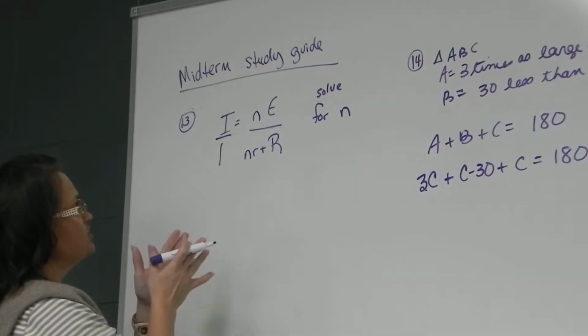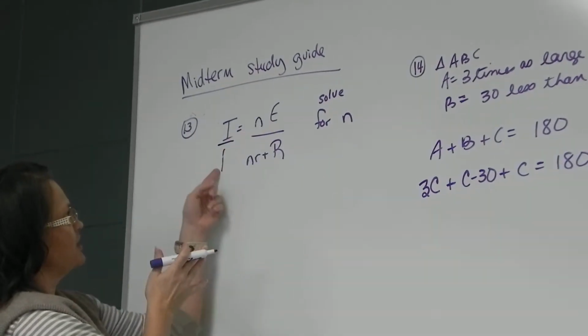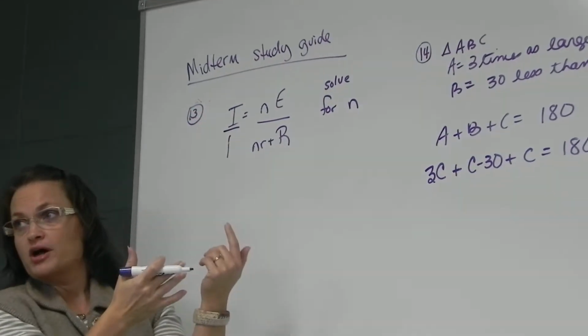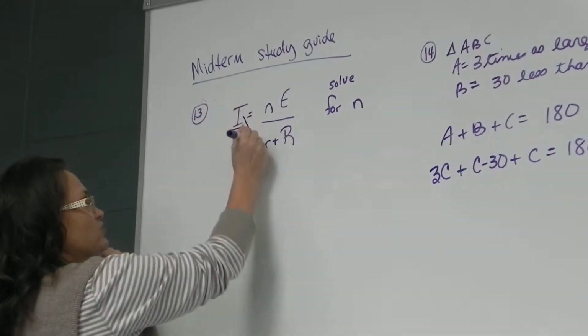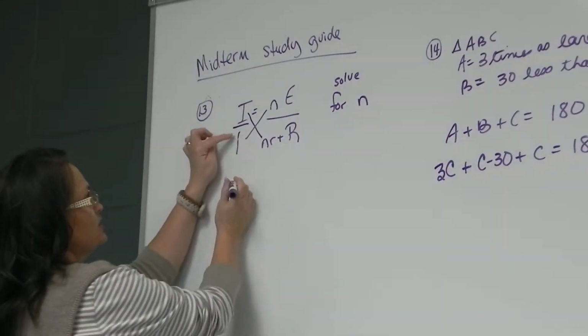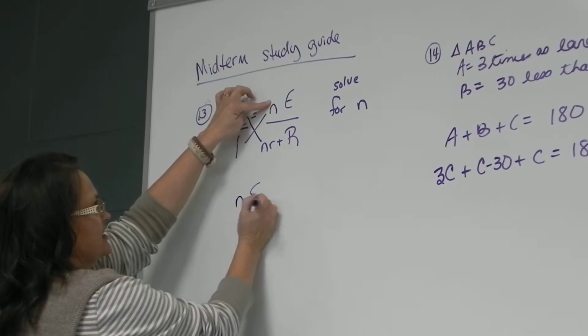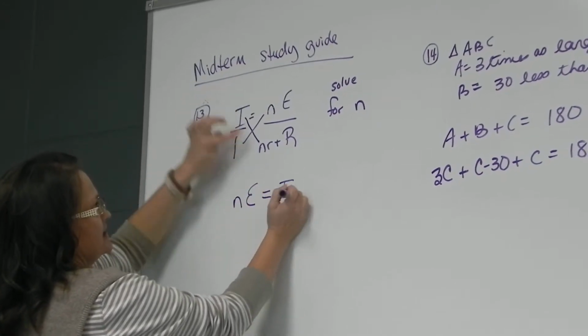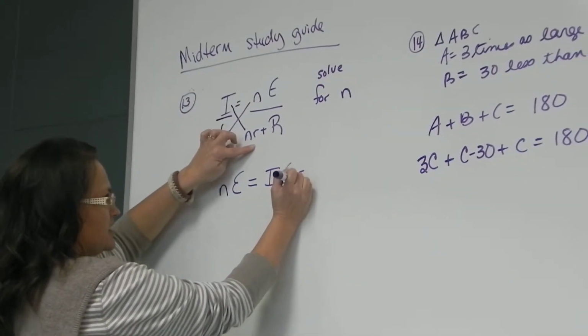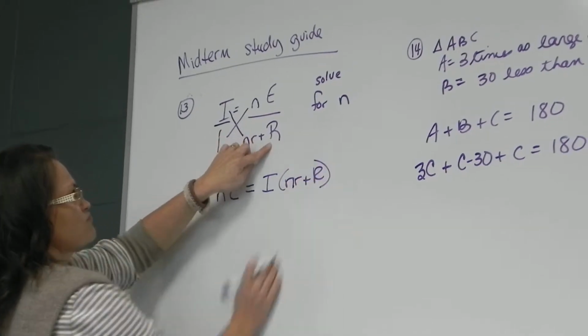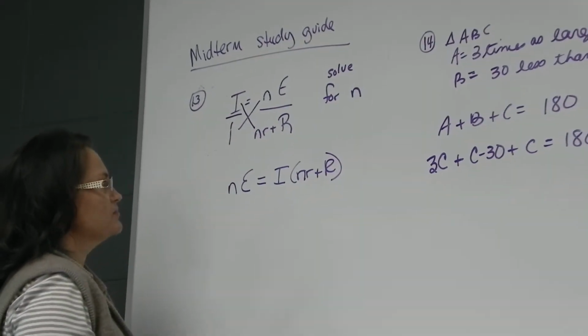What I think is the easiest way to do that would be just cross multiply. Think of the I as being over 1, and now it's a proportion. The cross products should be equal. So 1 times nE is nE. I times nR plus R for this direction.